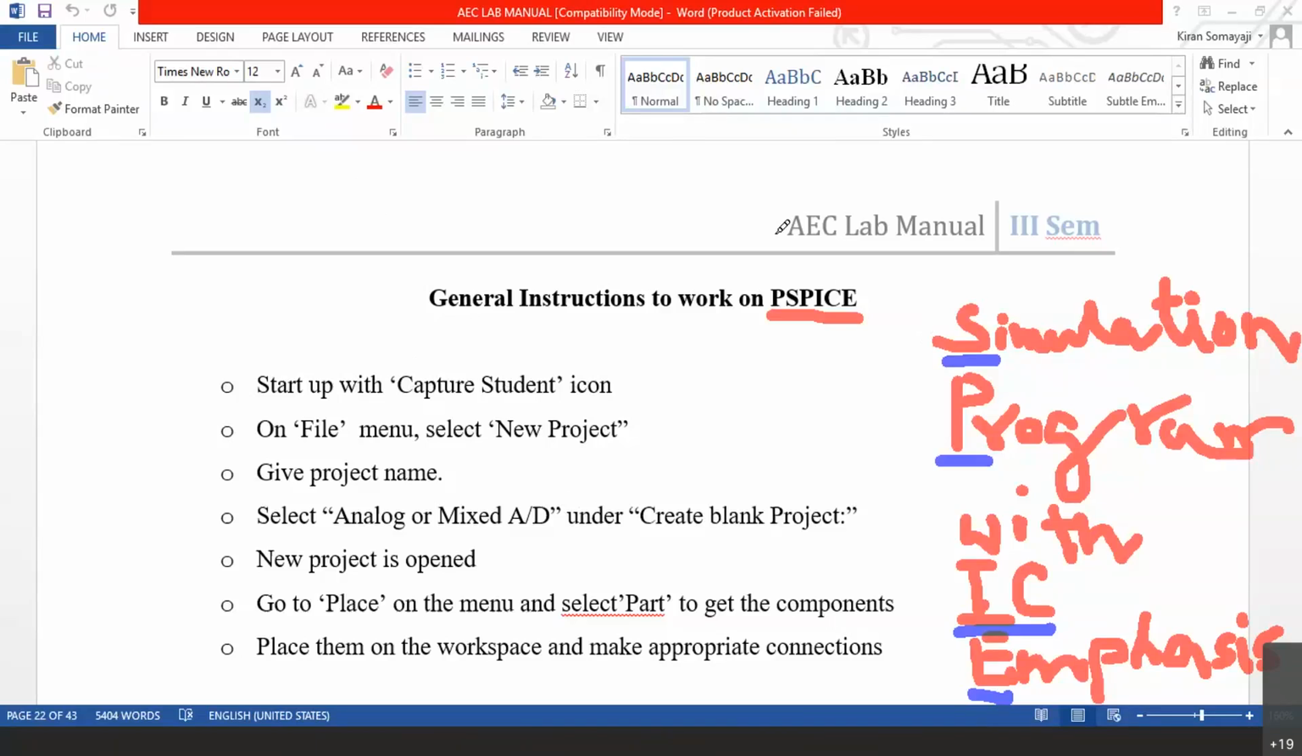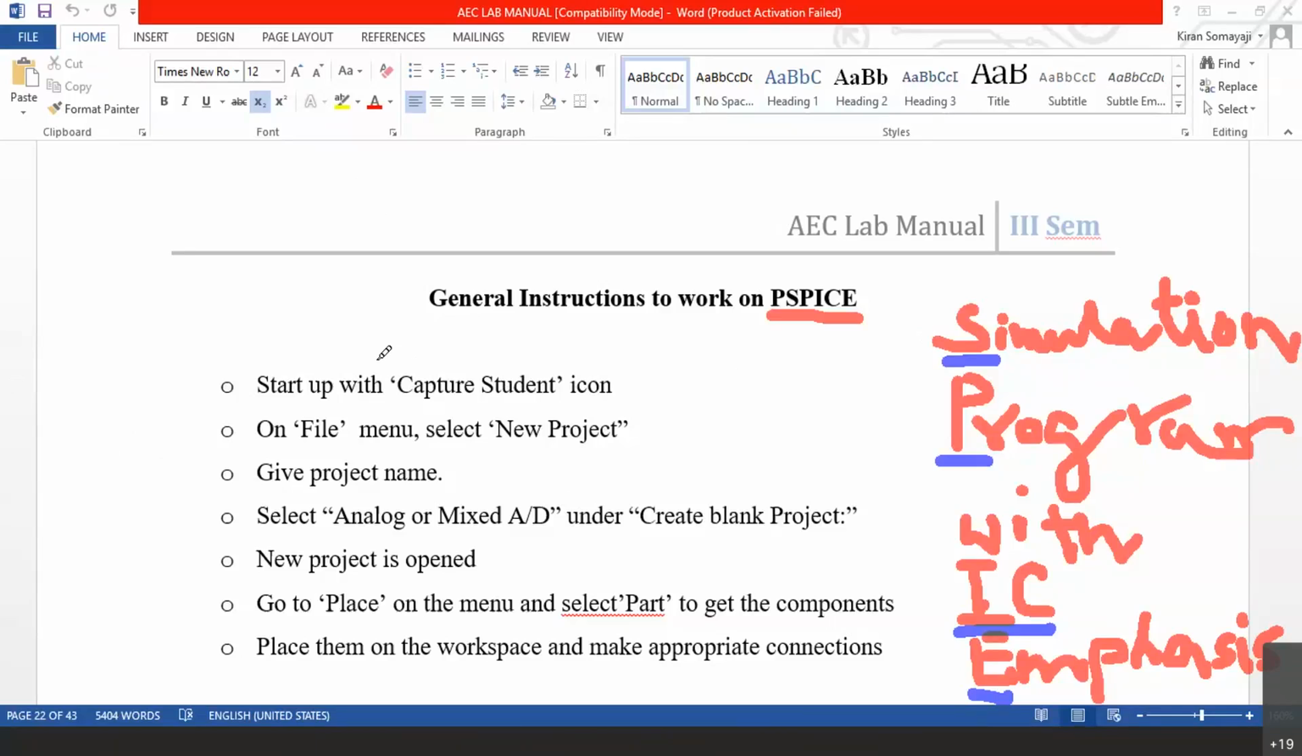So SPICE became PSpice. There are many variants of SPICE, called PSpice and HSpice. HSpice is again an industry standard software, whereas PSpice is a general purpose software. PSpice is also industry standard only, but HSpice has become more standard than PSpice. PSpice is especially useful for students.